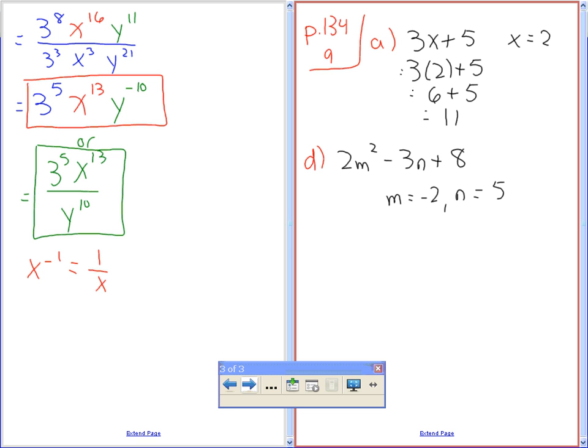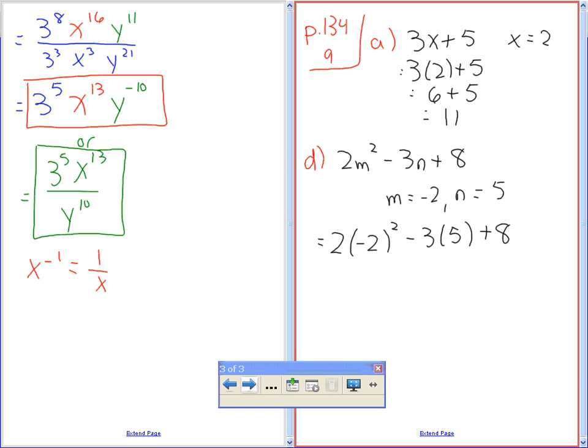I started with 2 times negative 4. I'm going to start like this. Okay, if on a test or an assignment you get a question like this, I have to see this line. So what I just did there was everywhere I saw an m, I plugged in a negative 2. Everywhere I saw an n, I plugged in a 5.